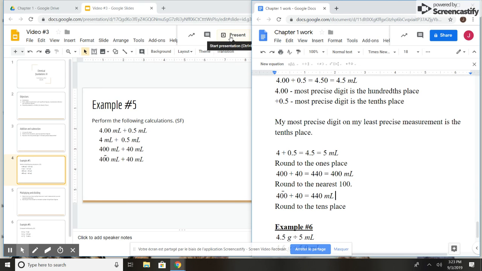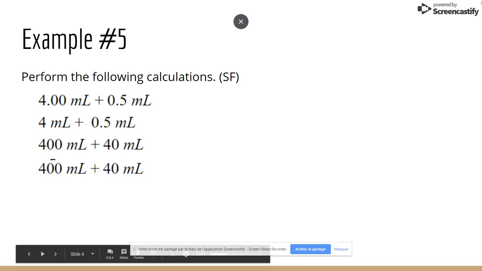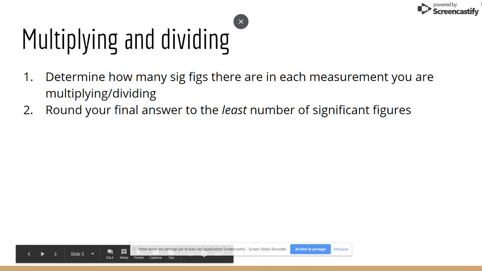We'll have more practice with this in class as well. So if it's a little bit confusing to you right now, just understand that that's normal, and we'll have some practice with that. Pause here. Multiplying and dividing is a little bit easier.